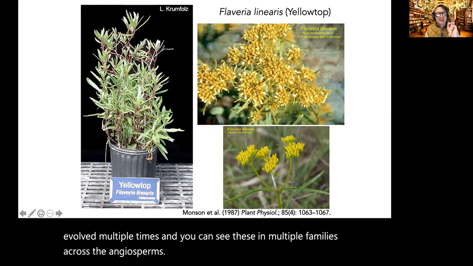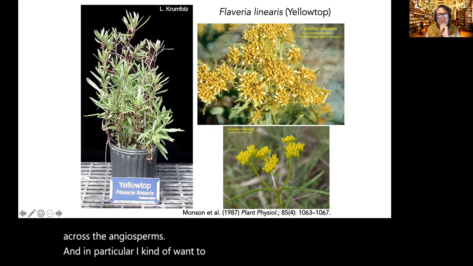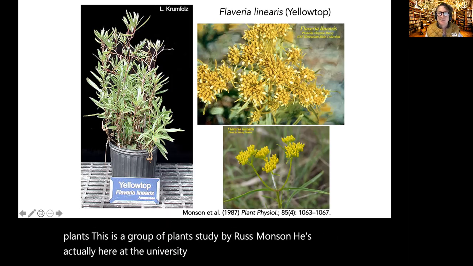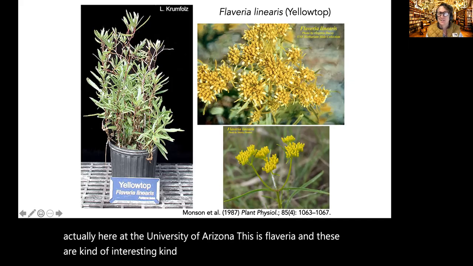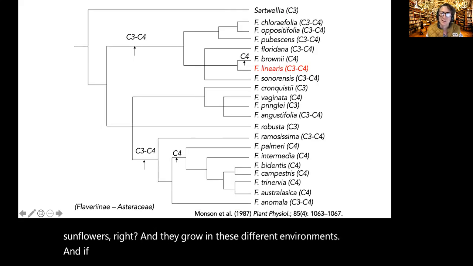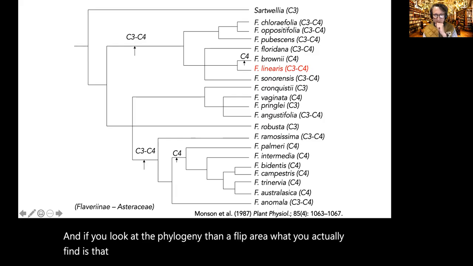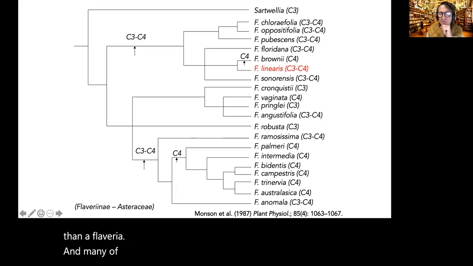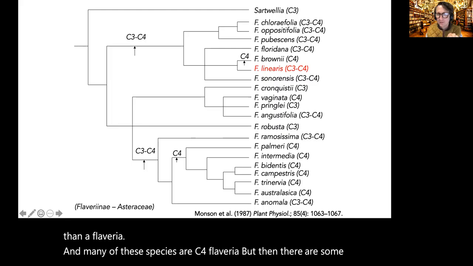And in particular, I want to highlight one group of plants. This is a group of plants studied by Russ Monson. He's actually here at the University of Arizona. This is Flaveria. And these are interesting shrubby composites, these sunflowers, right? And they grow in these different environments. And if you look at the phylogeny of Flaveria, what you actually find is that there are several different species of Flaveria. And many of these species are C4 Flaveria, but then there are some Flaveria that are C3, which is interesting.